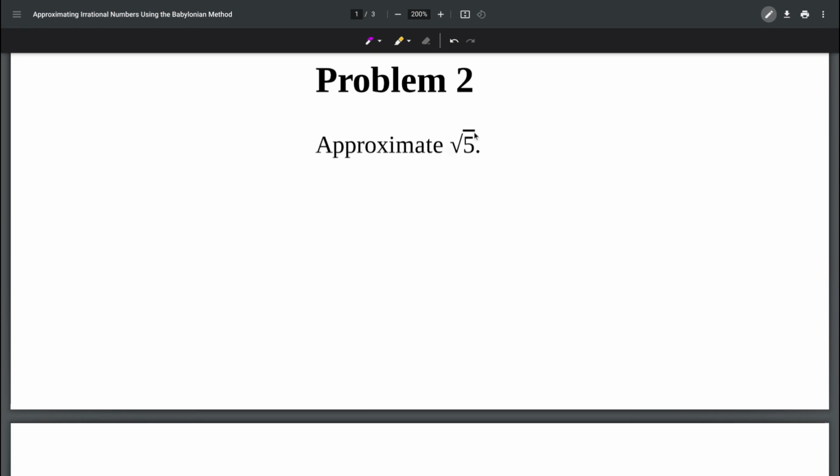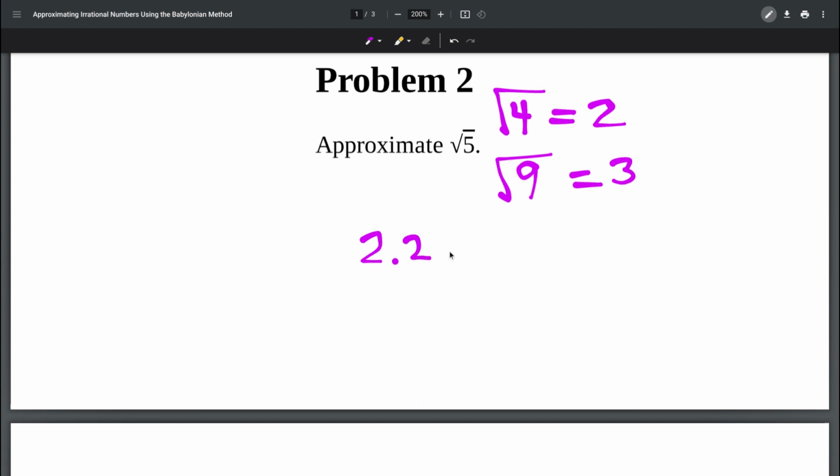Okay, so we're going to approximate the square root of 5 in this one. So what's a perfect square that's close to that? Well, 4. If I take the square root of 4, I get 2. And the next closest perfect square is 9. If I take the square root of that, I get 3. So I might try something closer to 2 here. I might do like 2.2. So what I could do for my approximation here is 2.2 plus 5 divided by 2.2, all over 2, and let's see what I get with that.